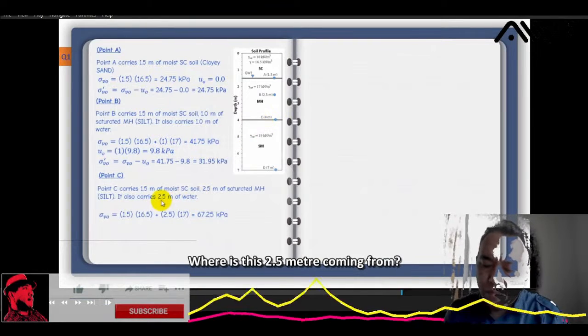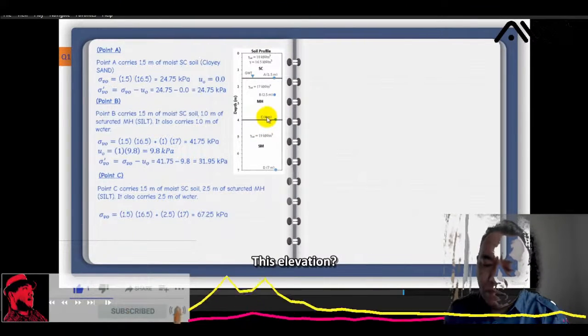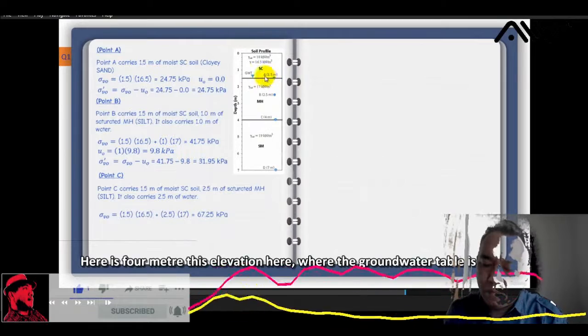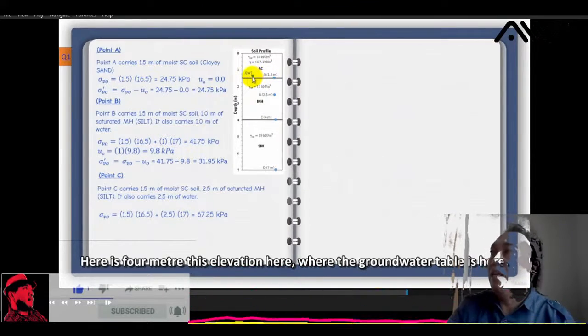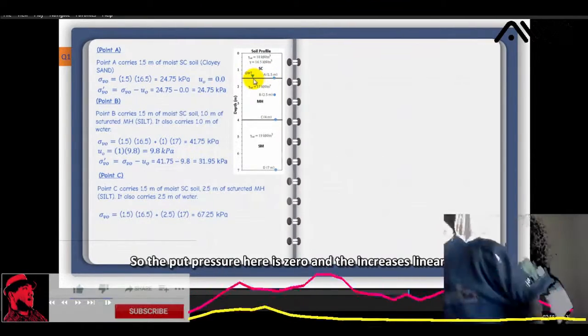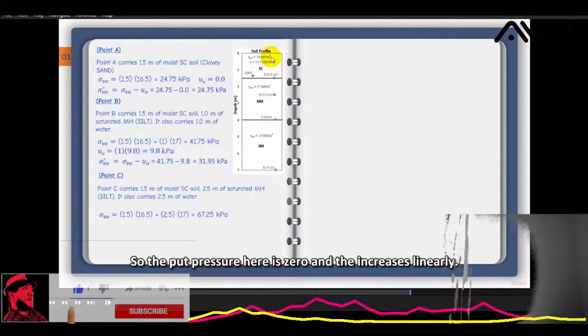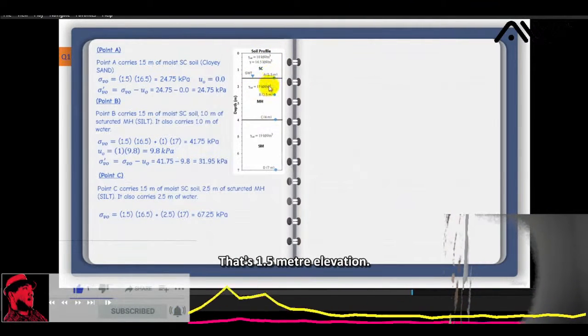Pore water pressure, here it says it also carries 2.5 meter of water at point C. Where is this 2.5 meter coming from? This elevation here is 4 meter. This elevation here is where the groundwater table is, so the pore pressure here is 0, and it increases linearly. That's 1.5 meter elevation, so the difference between 4 and 1.5 is 2.5.